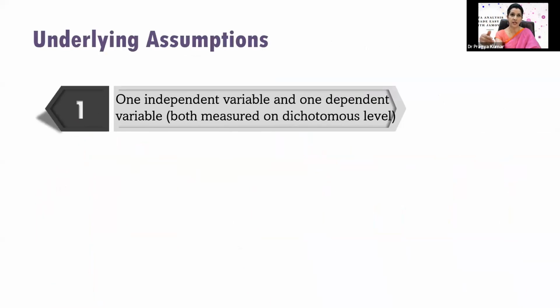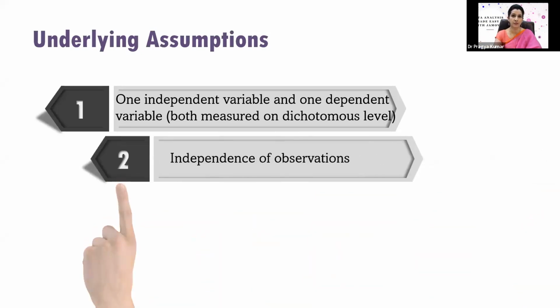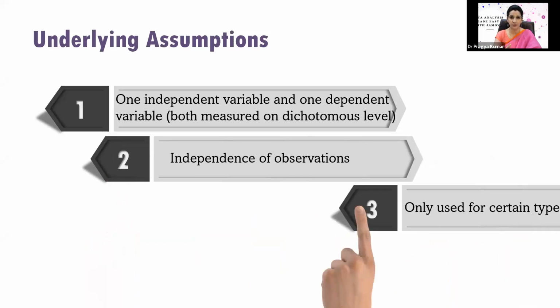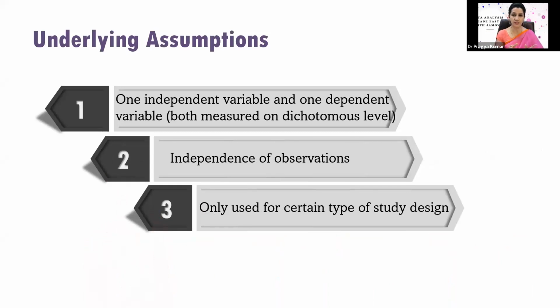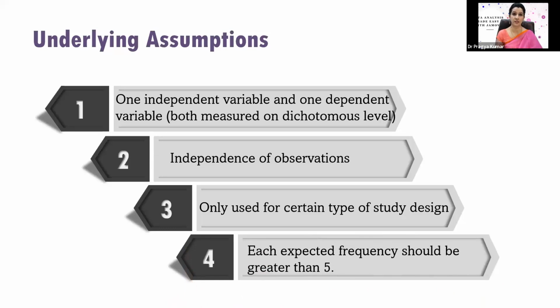The underlying assumption in the case of a chi-square test of two proportions is, again, that there will be one independent variable and one dependent variable, both measured on a dichotomous level. Again, the independence of observation concept we have seen in the previous example, the chi-square test of association: if you have counted one individual once, you will not count that individual in another case. Second, people should not be related to each other. They should not be husband and wife or twins in a sample, because then some observations will be related and it will not be independence of observation. And like I said, it can be used only for a certain type of study design where you start with two populations. And again, like the chi-square test of association, here also the expected cell frequency should be greater than 5.